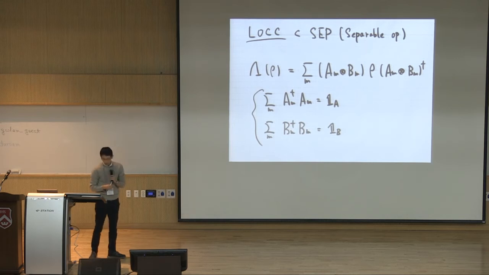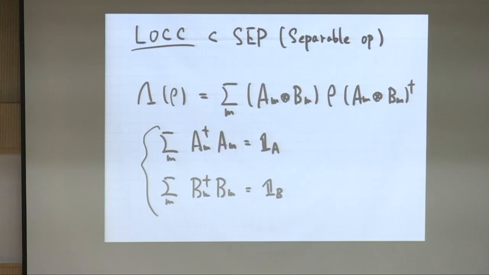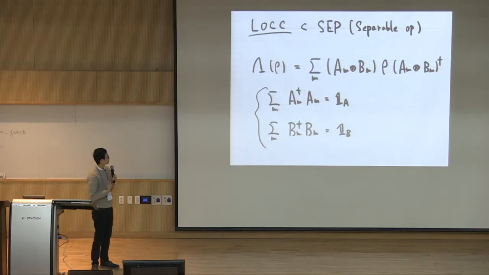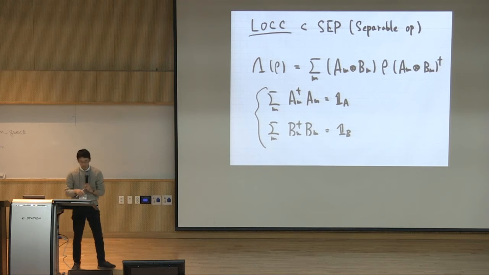But the question is how you implement classical communication. You can show that any reasonable LOCC can be written in this form. I don't want to give you more detail, but this summation basically corresponds to the classical communication. Alice performs some measurement and some local transformation and sends her result to Bob, and then depending on the result, Bob performs another transformation. Such an operation can always be written in this form. So SEP is a larger class of operations than LOCC, and I will use SEP instead of LOCC for simplicity.